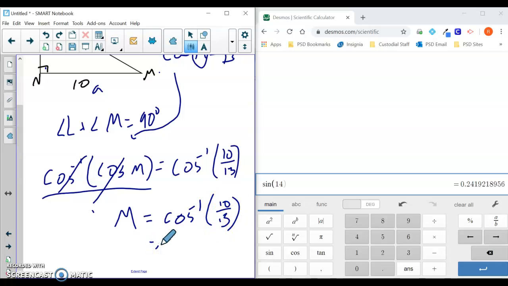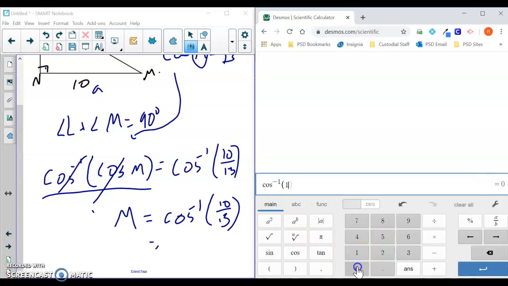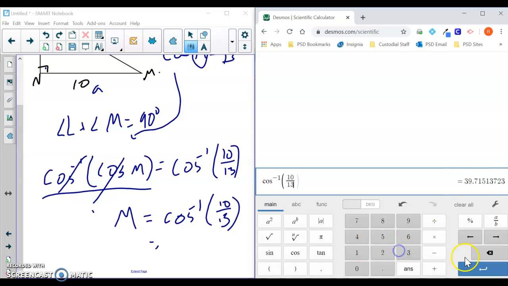So how do we type that in? Right here we're just applying cosine, tangent. But if I hit this function button in my Desmos Scientific Calculator, I have all of these. So I can say I want the cosine inverse of, go back to my main, 10 divided by 13. And I get 39.7 degrees. Some homeworks might ask you to round to the nearest degree, so 40 degrees.